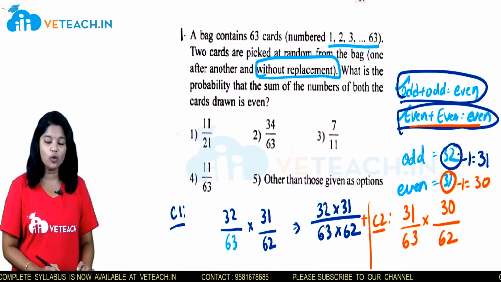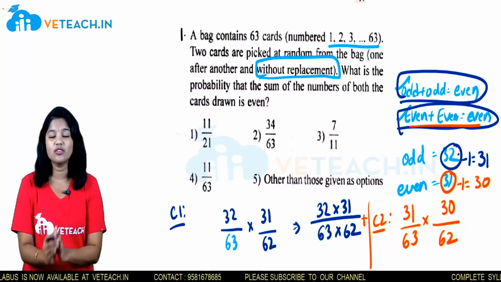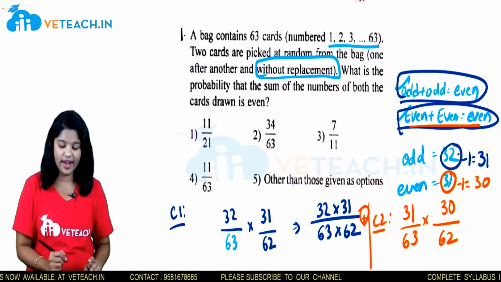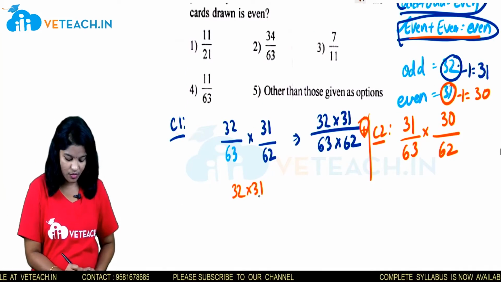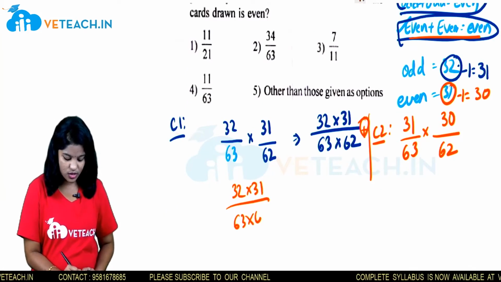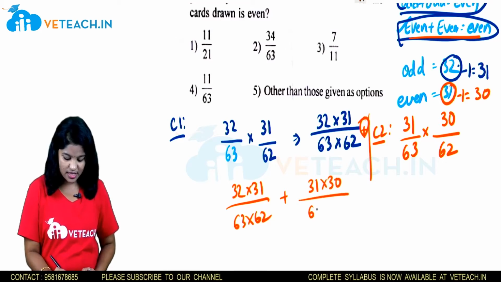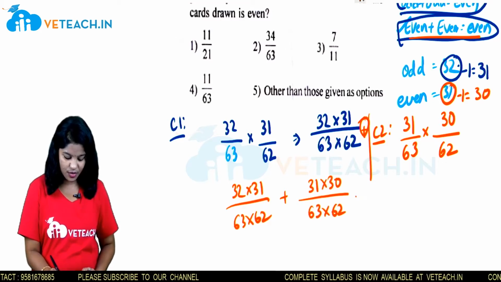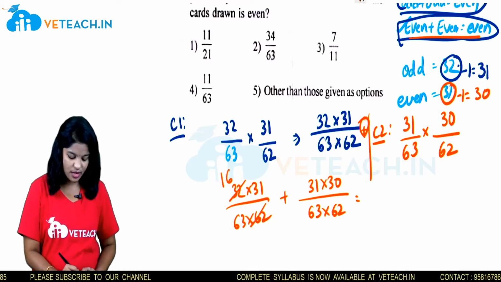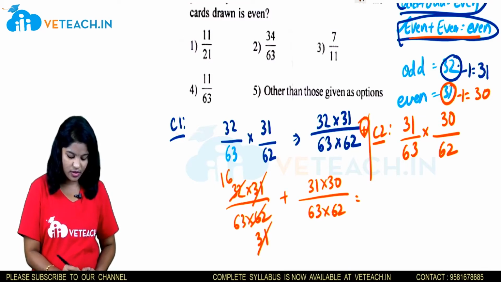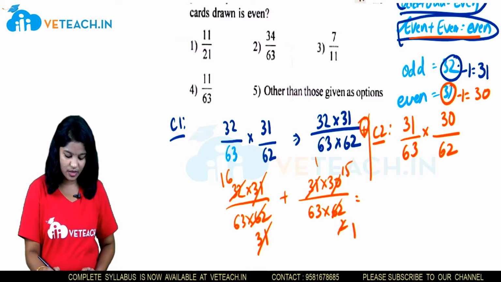Now, we should add both cases. Why? Because either case 1 or case 2 is possible. Whenever 'or' is there, we should do addition. So, add both: 32 into 31 by 63 into 62, plus 31 into 30 by 63 into 62. In the tables, this is 16 times, this is 31 times, and 31 gets cancelled. So, 31 2 times, 1 time, 15 times.